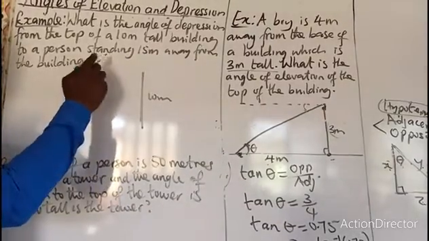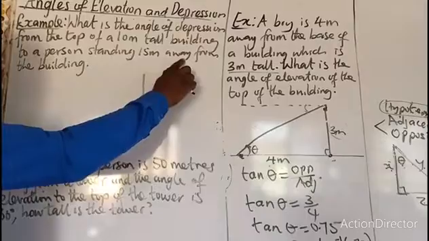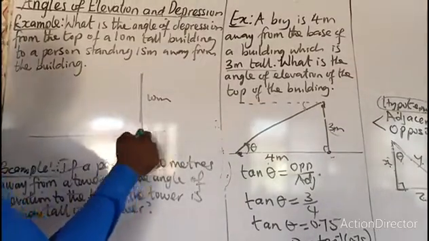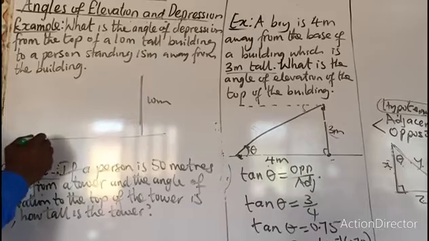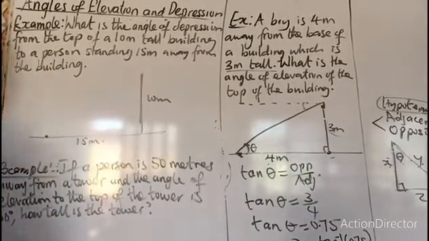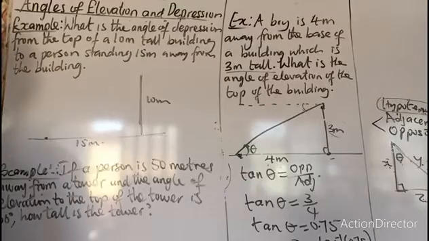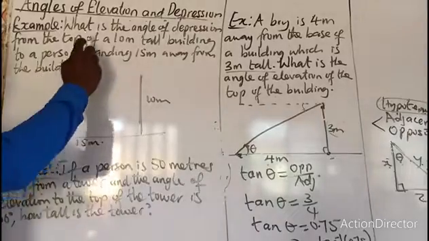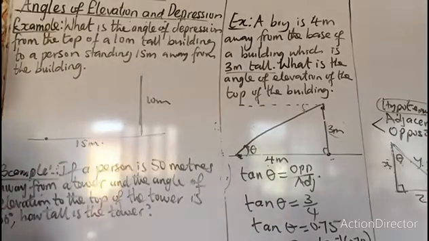To a person standing 15 meters away. So if this is the land level, there is a person standing here, 15 meters away. Let's say the person is here. So we have 15, right? Then we should find the angle of depression.